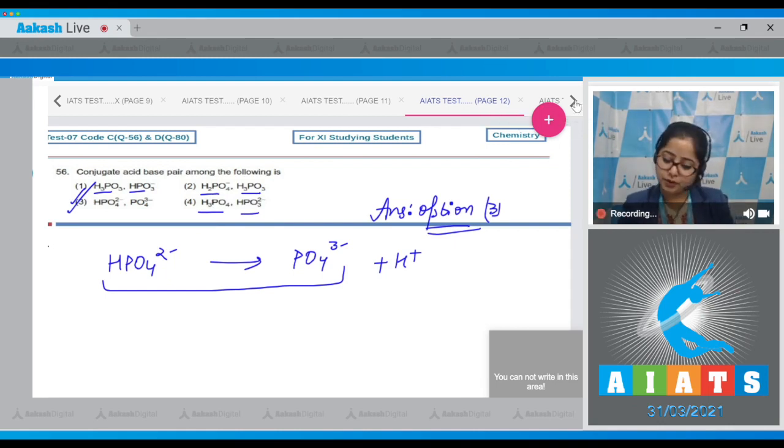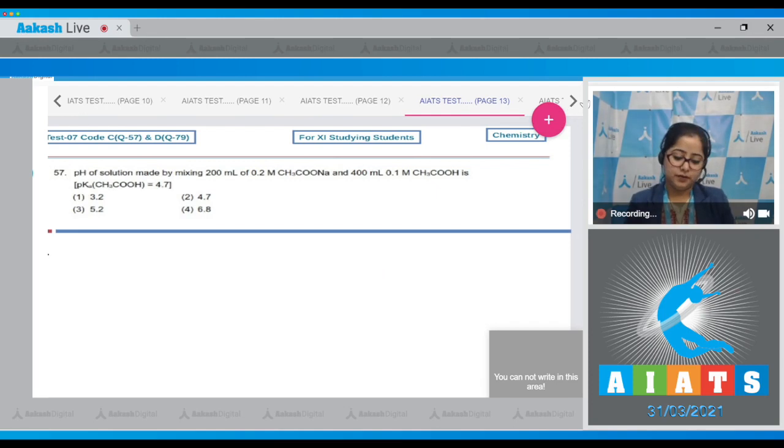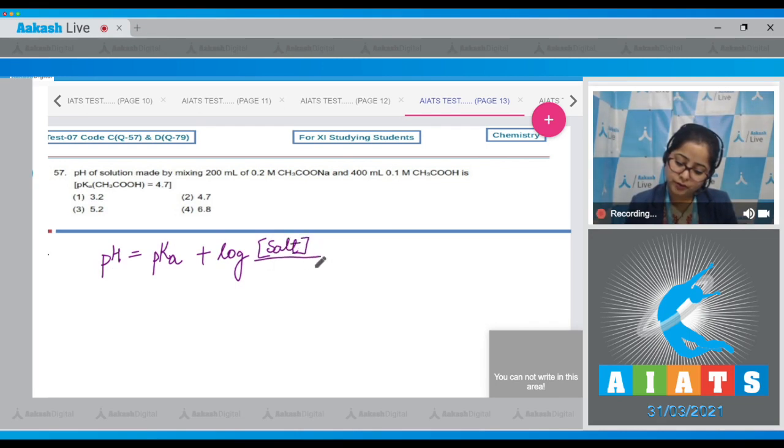So moving to the next question, students, which is question number 57. Let's read it. pH of solution made by mixing 200 ml of 0.2 molar sodium acetate and 400 ml of 0.1 molar acetic acid is. Student, this is a case of acidic buffer, and to calculate the pH of an acidic buffer, there's a formula. pH is equal to pKa plus log concentration of salt upon concentration of acid.